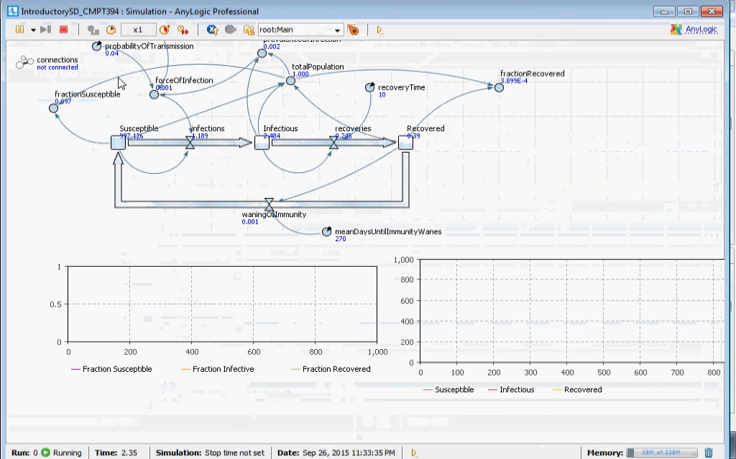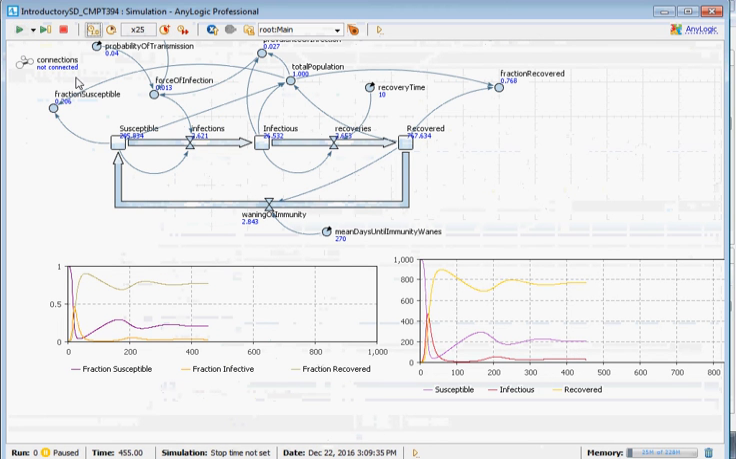Will anyone get infected? What's going on there? What's happening? Can anyone characterize the difference from before? What do you see as different? I'm sorry? Oscillations is right. We have oscillations here.